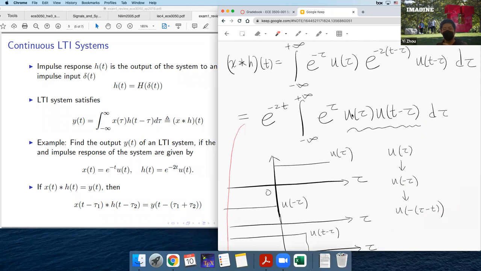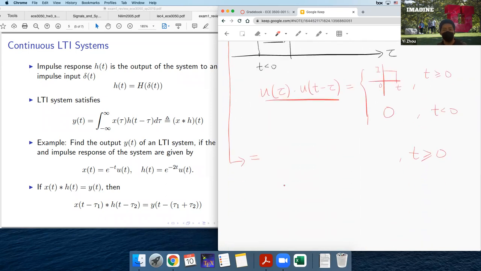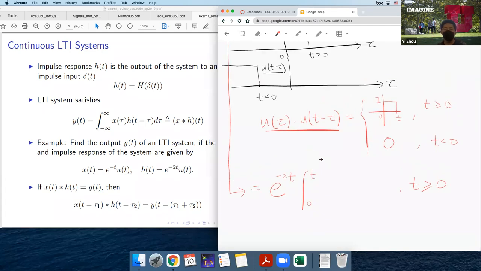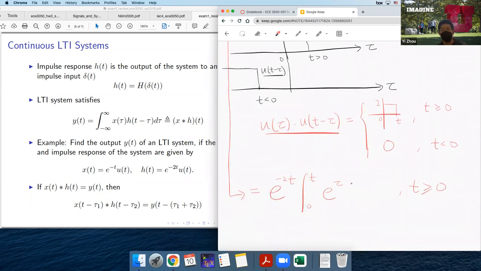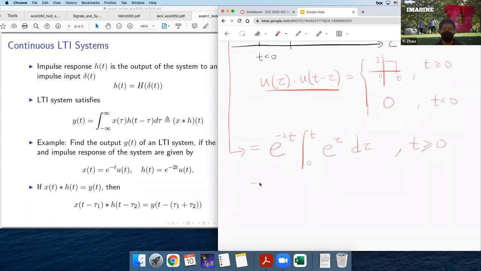And then because it's a window function, it is equivalent to restricting the integration between 0 and t, right? Because it's a window function. So we just copy everything here. So it's e to the negative 2t, integration from 0 to t. Now it's a window function, and then we have this e to the power of tau d tau. So we get rid of this window function, and then we just evaluate this integration, which is this one.